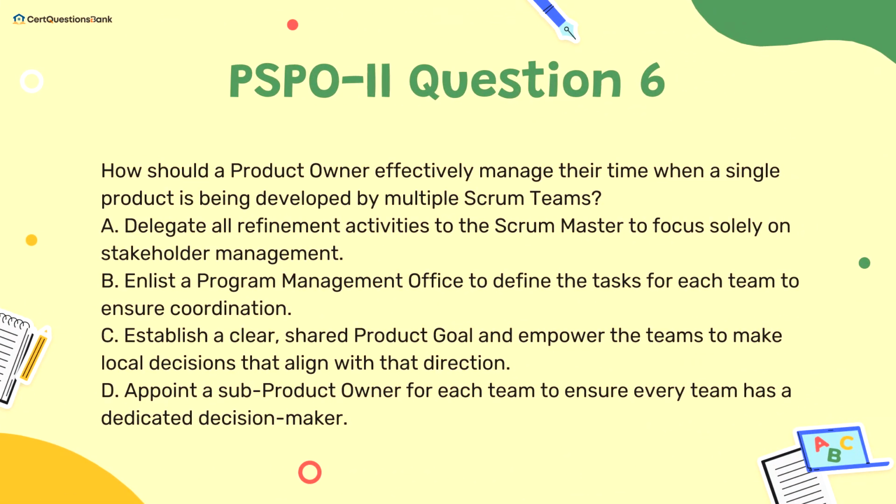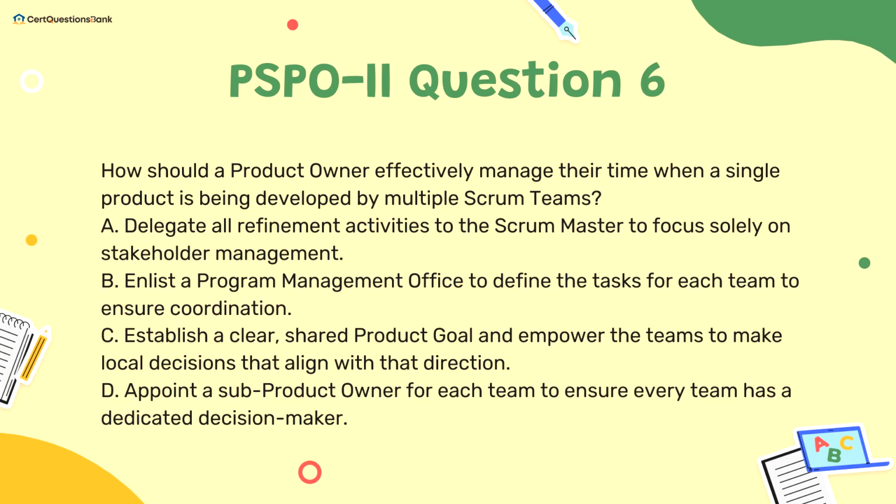How should a product owner effectively manage their time when a single product is being developed by multiple Scrum teams? A. Delegate all refinement activities to the Scrum Master to focus solely on stakeholder management. B. Enlist a program management office to define the tasks for each team to ensure coordination.